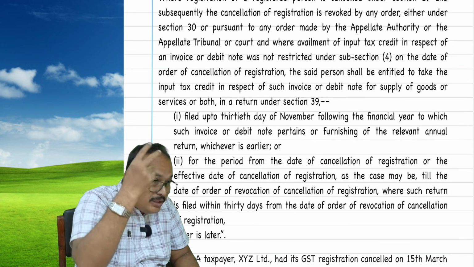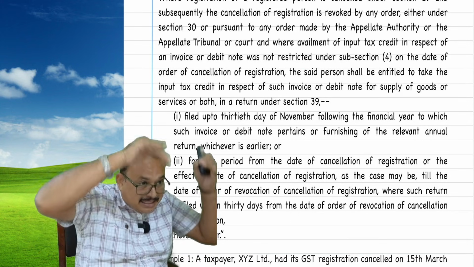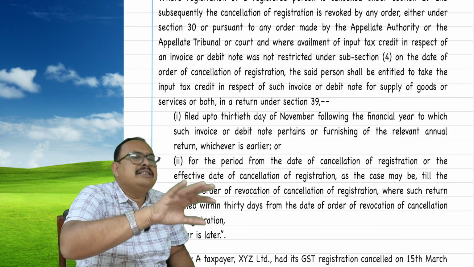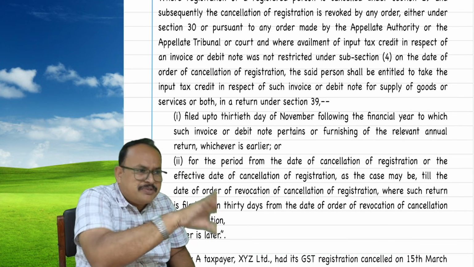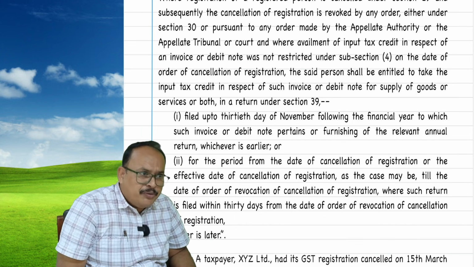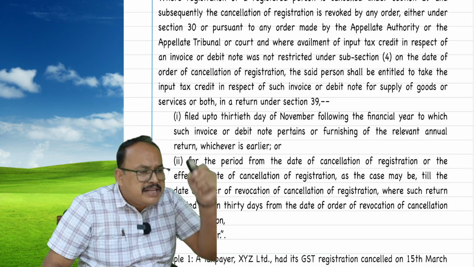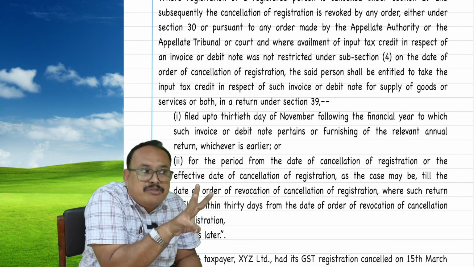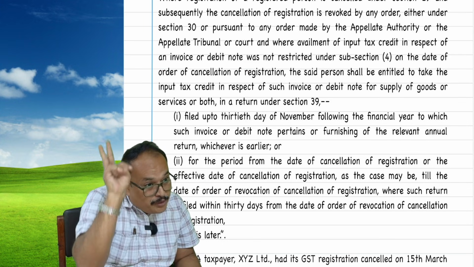24-25 financial year, 2 invoices, credit not availed. 25-26 current financial year, 1 invoice not availed. Now 25-26 financial year, what happened? Today, 25th of November 2025, your registration got cancelled. As on the date of cancellation of registration, there are 3 invoices. Input has not been claimed. 2 belong to 24-25.